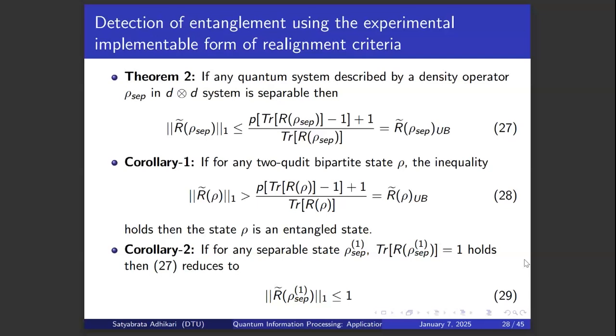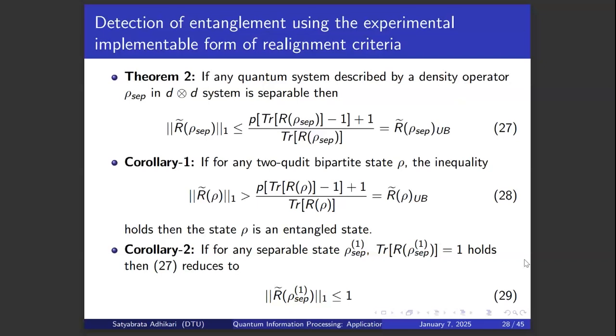The trace norm of the structural physical approximation of the realignment operation must be less than or equal to p times (trace R rho minus 1) plus 1 by trace R rho. So here you can see all the quantities. In the earlier slide we have already seen that the small p, which is the parameter, is realized in an experiment. This trace R rho, which is the first moment of the realignment operation, can be realized in an experiment. So this means that the right hand side is totally achievable in an experiment.